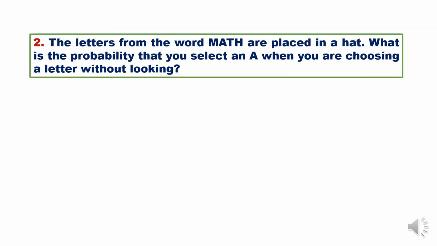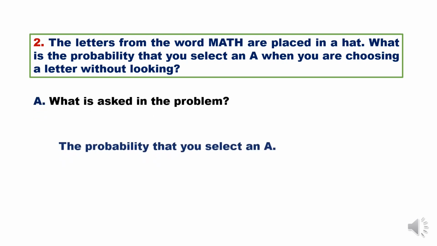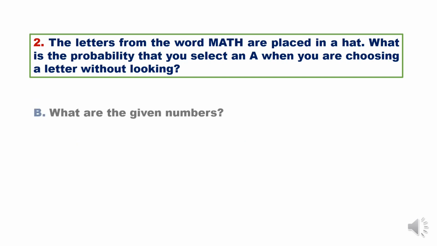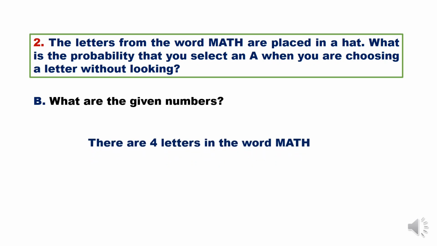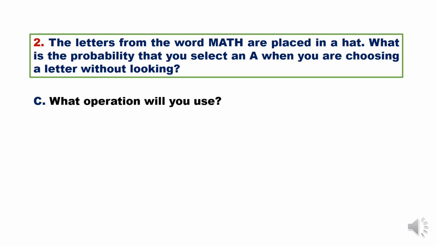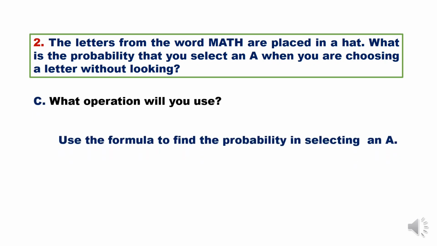Number 2. The letters from the word MATH are placed in a hat. What is the probability that you select an A when you are choosing a letter without looking? What is asked in the problem? The probability that you select an A. What are the given numbers? There are 4 letters in the word MATH. What operation will you use? Use the formula to find the probability of selecting an A.